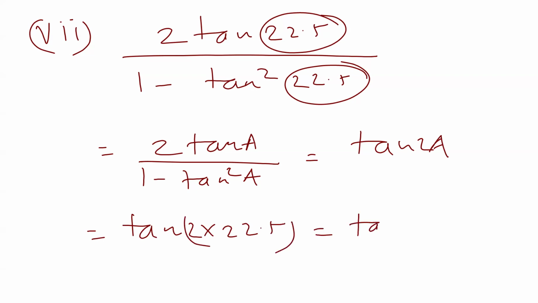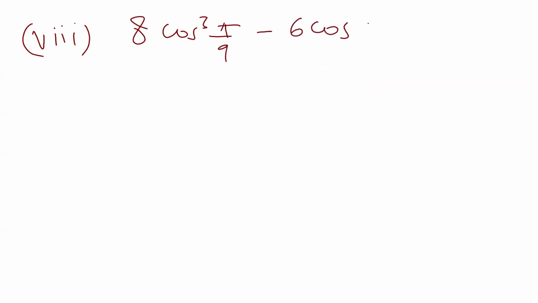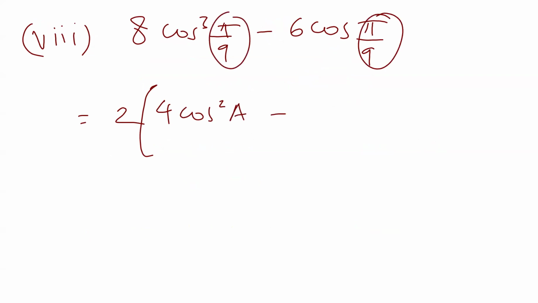Okay. So tan 45, which is equal to 1. Eighth sub question: 8 cos cube pi by 9 minus 6 cos pi by 9. Take 2 common. 4 cos cube A, I'm taking pi by 9 as A, minus 3 cos A.